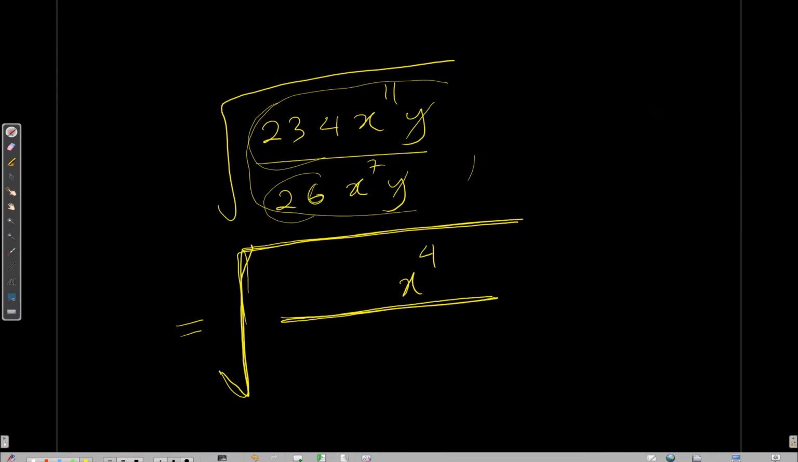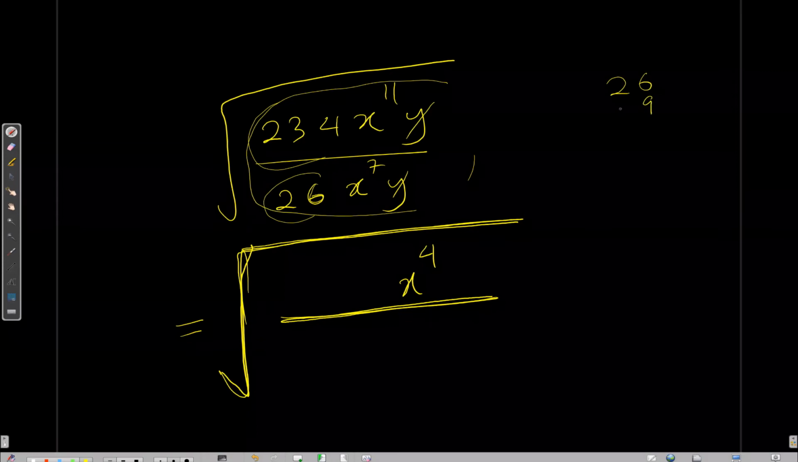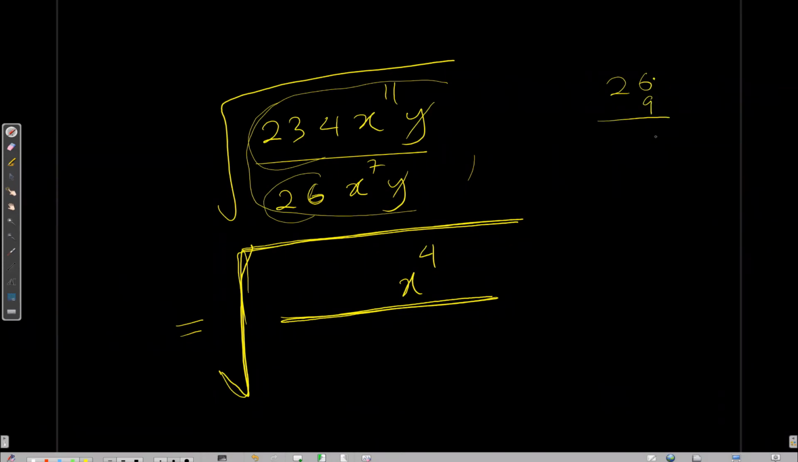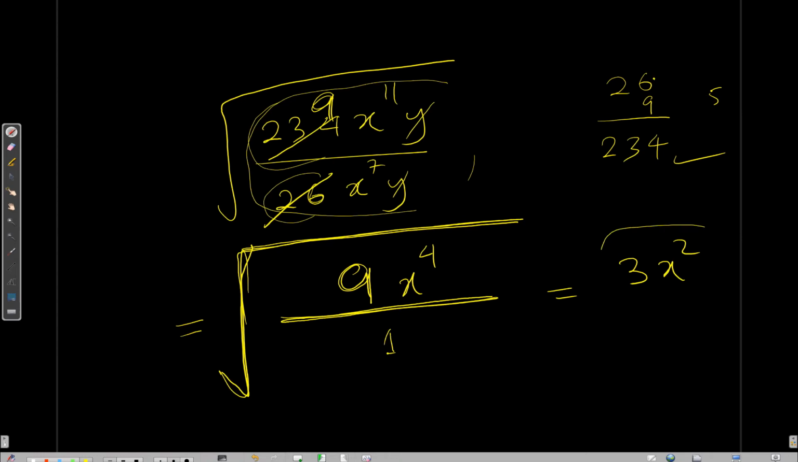I see the number 6 here and the number 4. How about 9? Will that work? 9 times 26, 234, that works. 9 times 2, 18, and 5... Yes, see. So this will cancel and take it is 9. So what you have is this, and here just 1. And when you simplify this, square root of 9 is 3, square root of x to the 4th is x squared. So this is our answer.